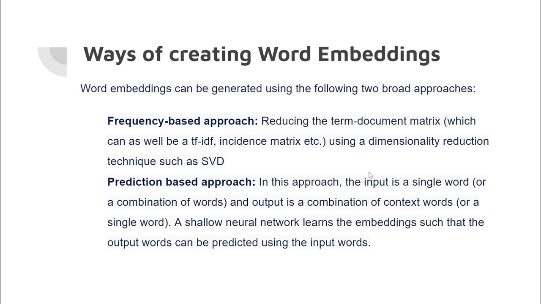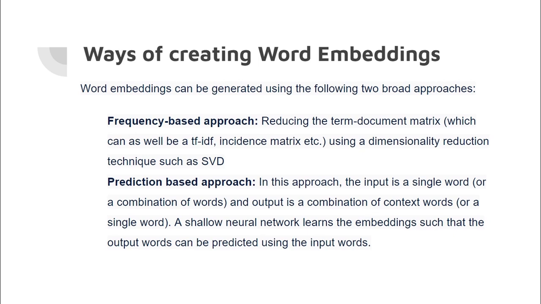Just say fly and sitting. That would be the input for this method, and as the output we expect a combination of context words, or might be a single word. So what we are going to do is train a neural network, or a shallow neural network, which can learn the embeddings such that it can predict the output words based on the input words.